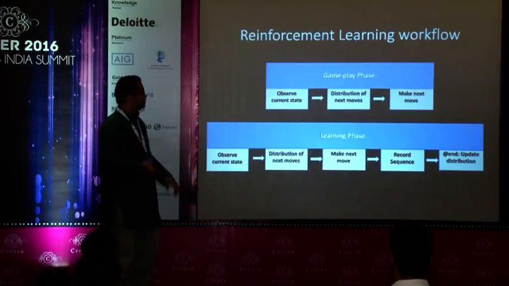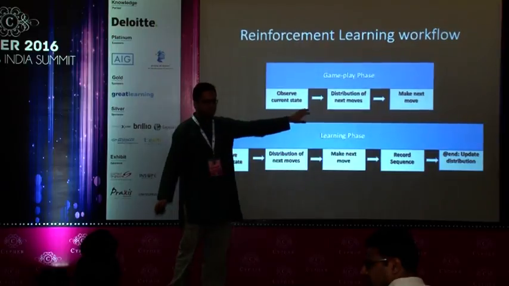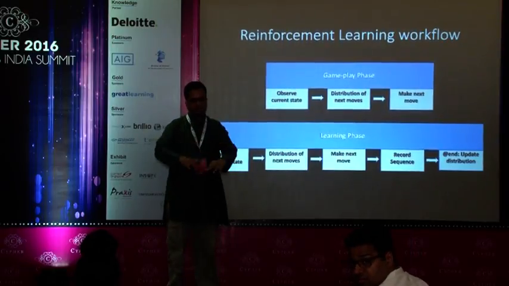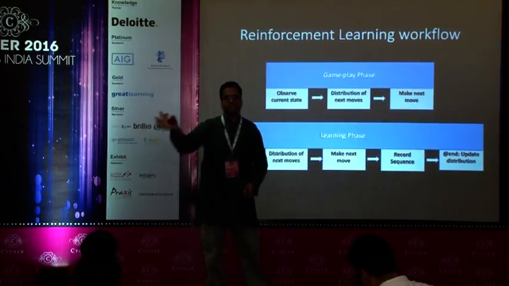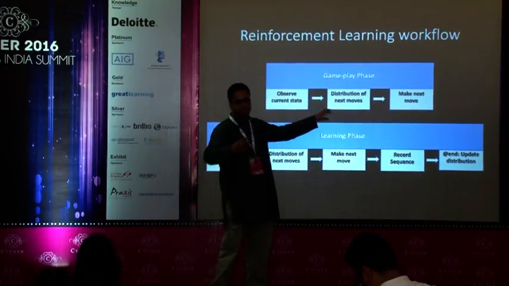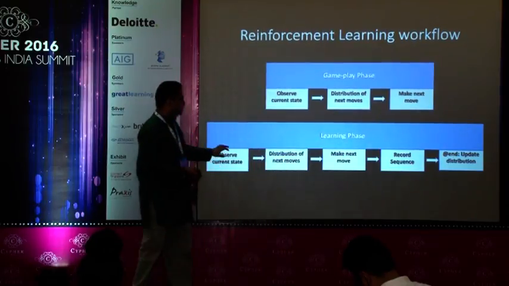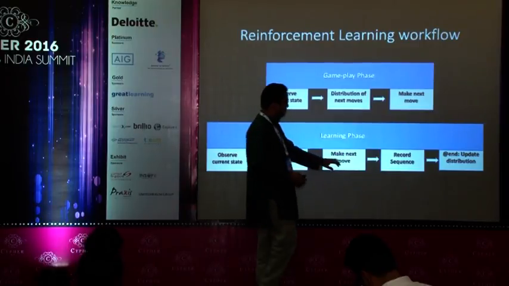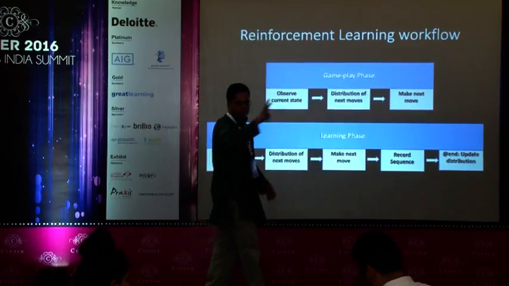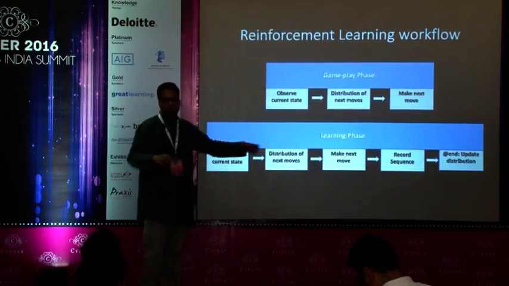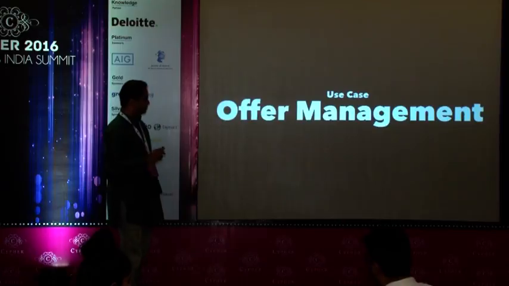There are two phases in how this happens. One is the game play phase, and there's the learning phase. They're fairly similar for the first three things. You know where you are currently. Based on your current state, you know the list of possible moves. And for each move, there's a distribution associated with it. Based on the distribution of what moves can be done next, you make your next move. In the learning phase, it's again the same thing, just that once the game ends, you record the sequence of moves, and you go and update your distribution. So that's where the learning happens. Now you have an updated distribution, and the next time you play, it gets selected based on that.